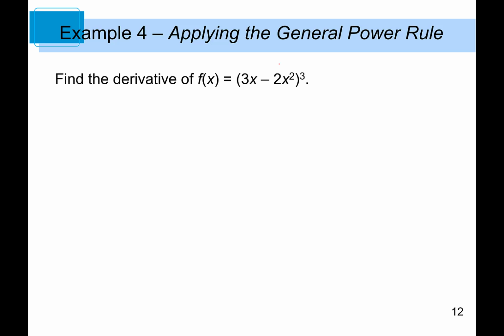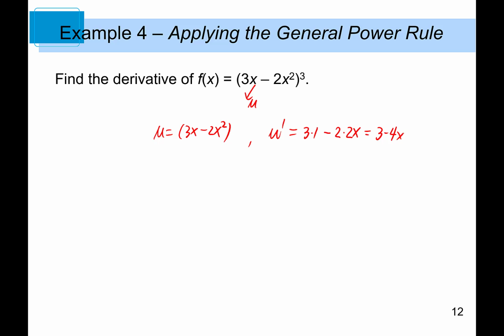So obviously this is a composite function of something cubed. So right here we're just going to assume this is our u. That means u equals 3x minus 2x squared. Then for u prime, we can use the power rule. The derivative of x becomes 1, so 3 times 1. The derivative of x squared becomes 2x, so we get 3 minus 4x.